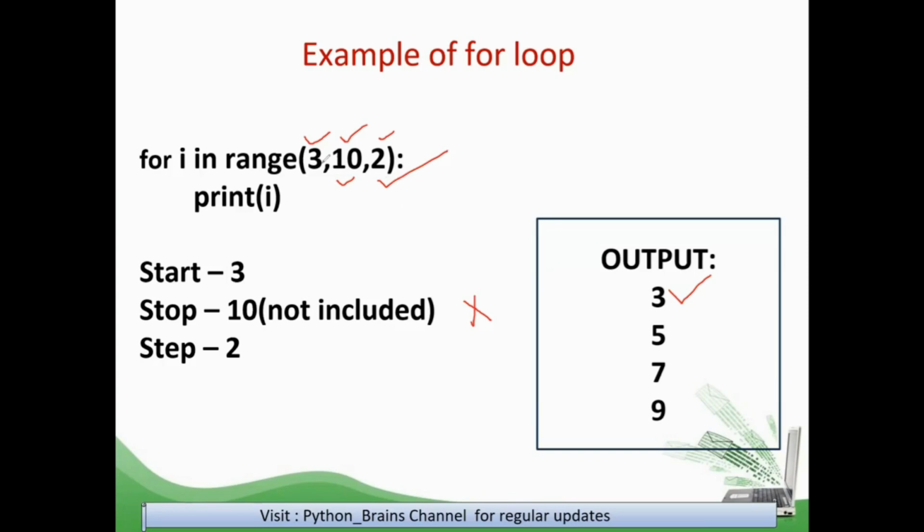So after 3, 5 is there, then 7 is there, then 9 is there. After 9, when the value is plus 2, then 11. So that does not satisfy our condition. So the loop terminates in that case.